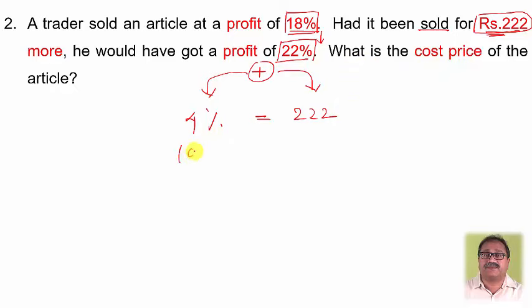So the cost price we know is always 100%. So let's find out what is 100%. 222 into 100 by 4. 4 5 is 20, 4 5 is 20, again it's 4 5 is 20. So finally this is 5 5 and 5, that's all, followed by 0. So this is your answer. What is the cost price? The cost price is 5,550.